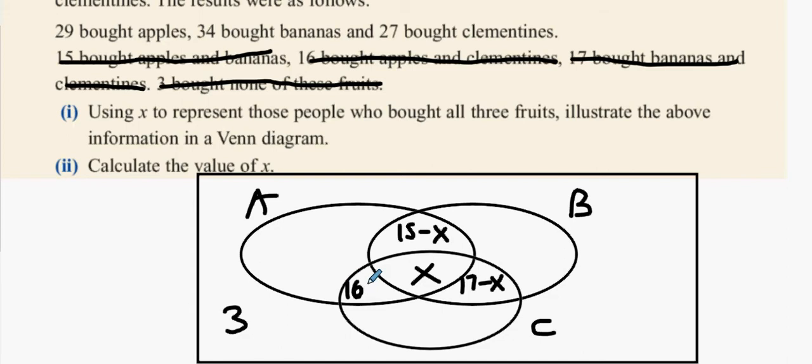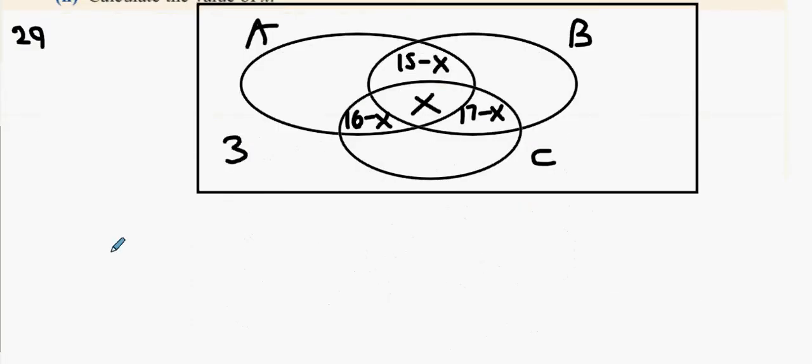Yeah. Okay. Now, 34 bought bananas. Sorry, 29 bought apples. So it's going to be 29, I'm going to have to take away all of this, haven't I? So 29, actually, I'll do it down here. I'm going to have to do 29, take away what, guys? 15 minus x, yeah. Take away 16 minus x, yeah.